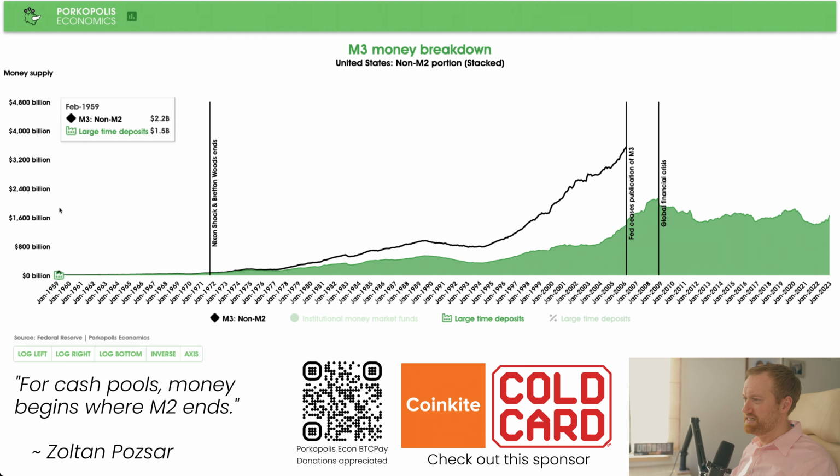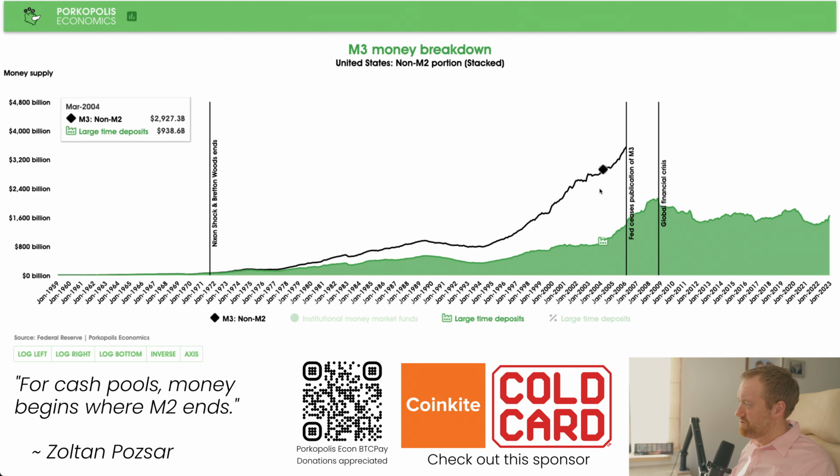And we see that it was $2.2 billion in January of 1959 when the Fed, in the modern era, started to publish these money supplies. And you can see it grows all the way until it was discontinued here in February of 2006, at $3,560 billion, or $3.56 trillion of non-M2, M3 money.